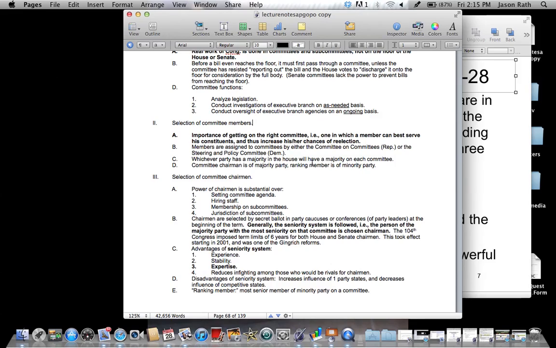Members are assigned committees by either the Committee on Committees, that's Republican, or the Steering and Policy Committee, which is Democrat. So they just assign you within your party.